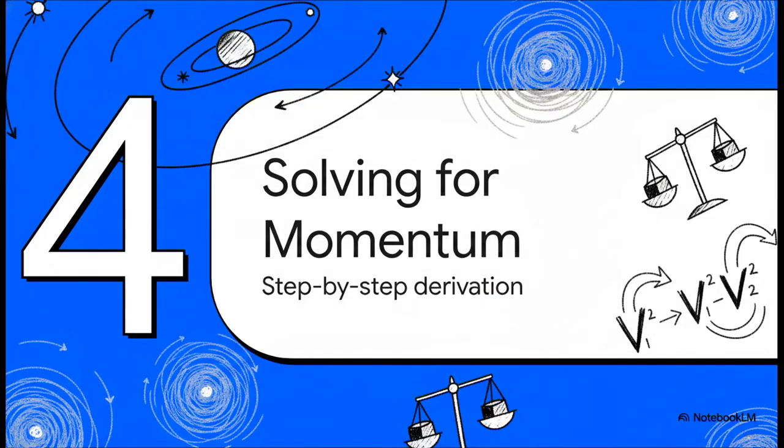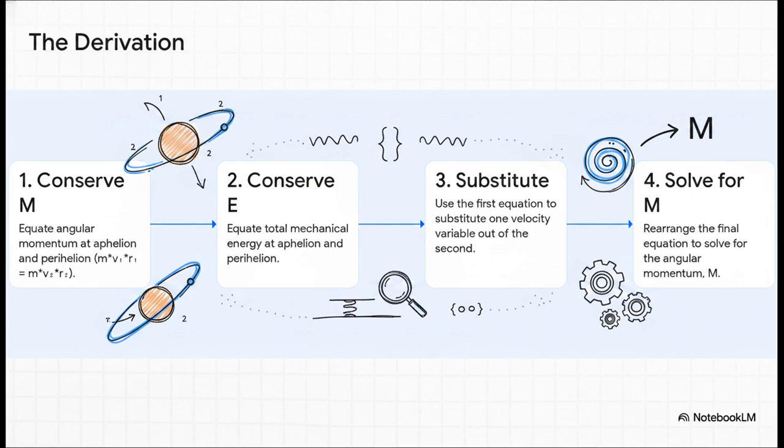So, let's recap. We have 2 conservation laws. We have 2 strategic points. Now we just put them together. By applying each law at both points, we can create a system of 2 equations. And guess what? We have exactly 2 things we don't know, the 2 speeds, v1 and v2. This is perfect.